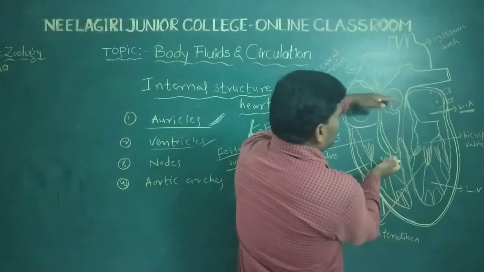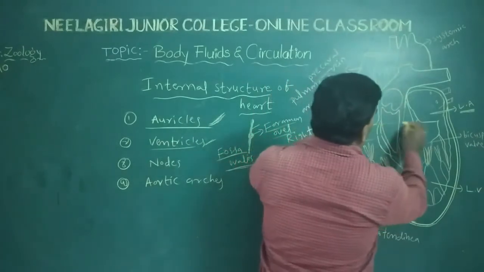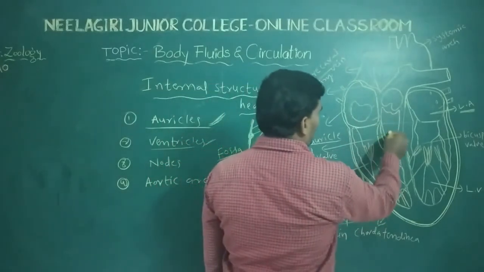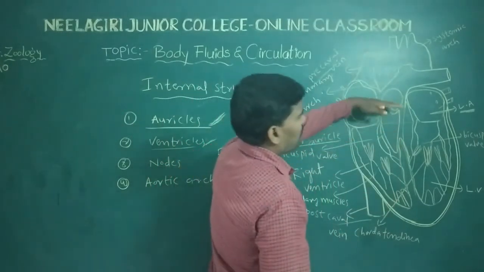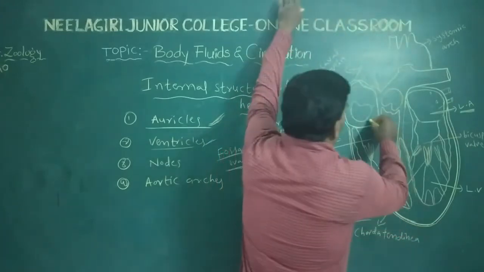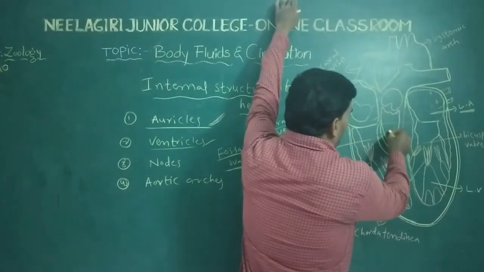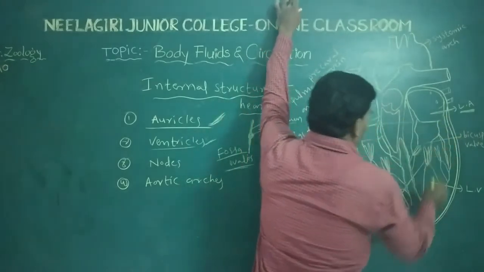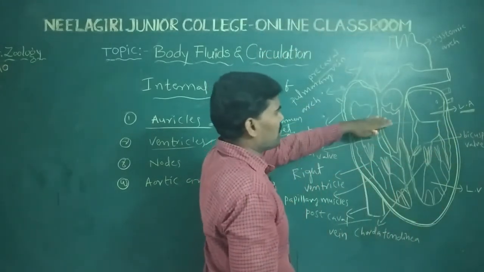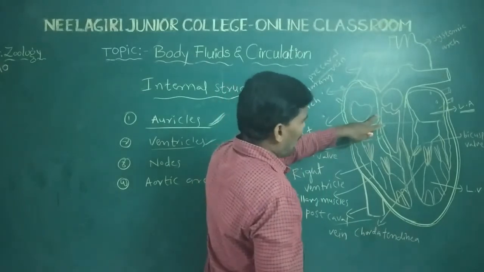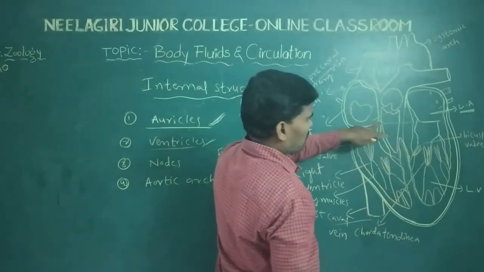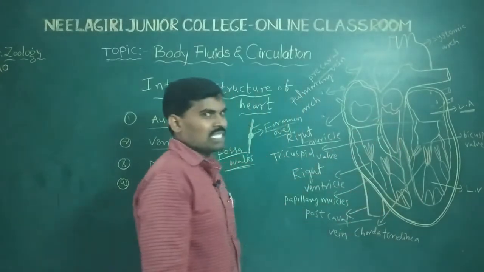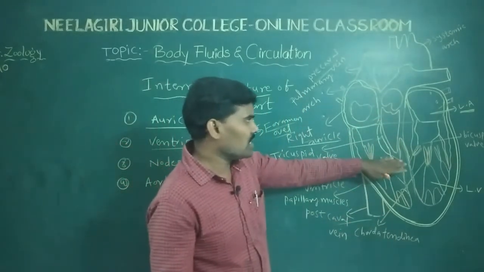The two auricles and the two ventricles are separated by the auriculoventricular septum. The upper part of the heart is occupied by the two auricles, and the lower part by the two ventricles. Between them, the separation is the auriculoventricular septum.